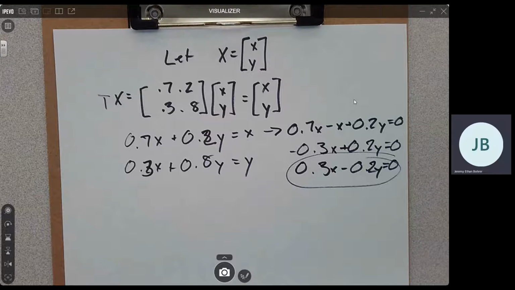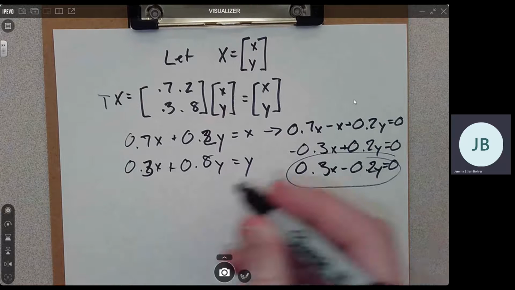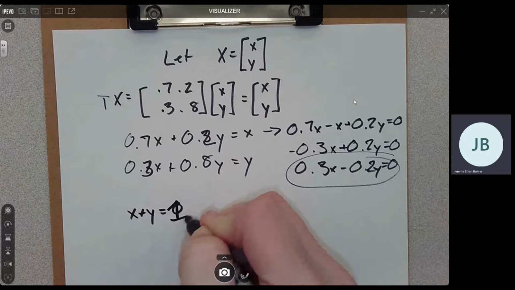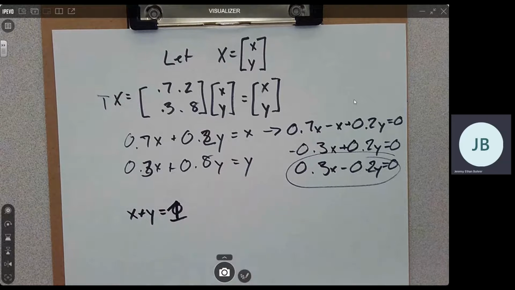We'll get back to that in a moment. We also know that x plus y must equal 1, not 0, 1. That's just the condition that the sum of the elements of x must be 1.